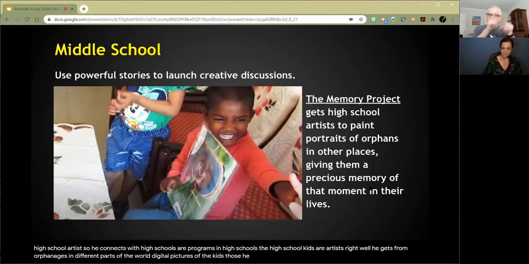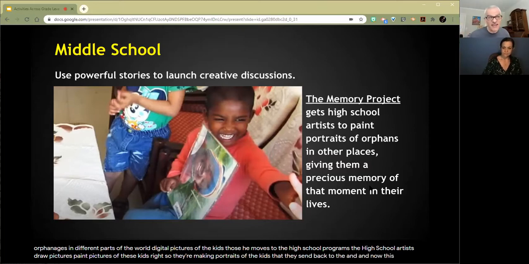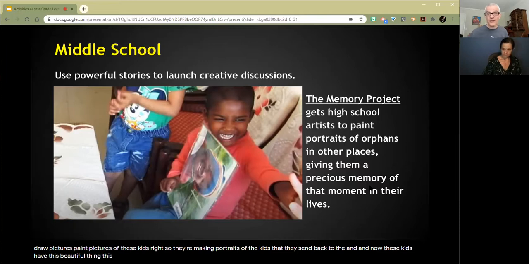He moves those to the high school programs. The high school artists draw and paint pictures of these kids, right? So they're making portraits of the kids that they send back to the organization, which sends them back to the orphanage. And now these kids have this beautiful, wonderful thing, right? How cool is that? And it's not like there's some huge technical thing that got overcome. No, he just put two and two together in a really interesting way.